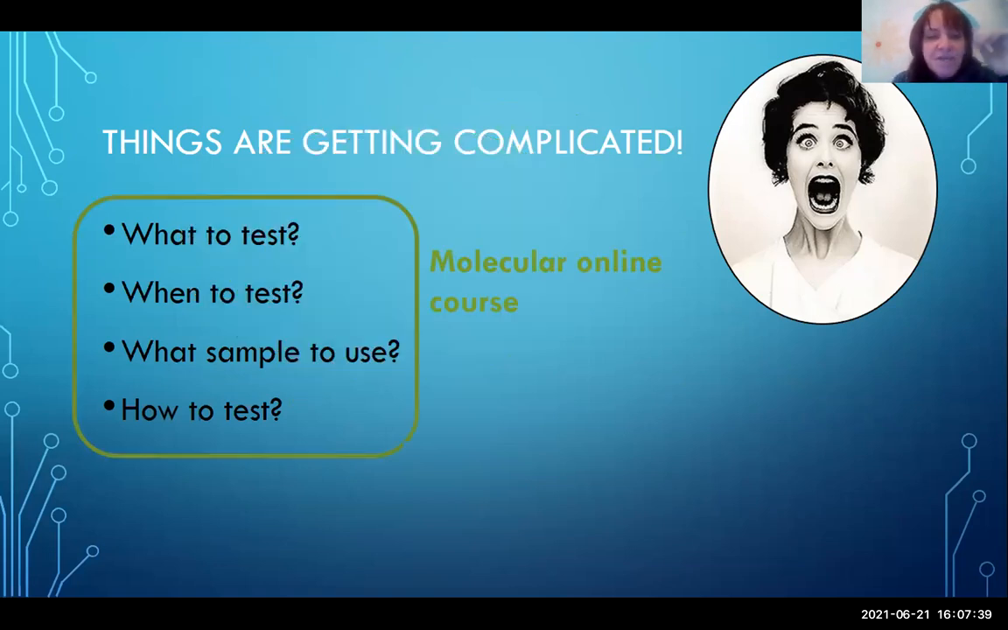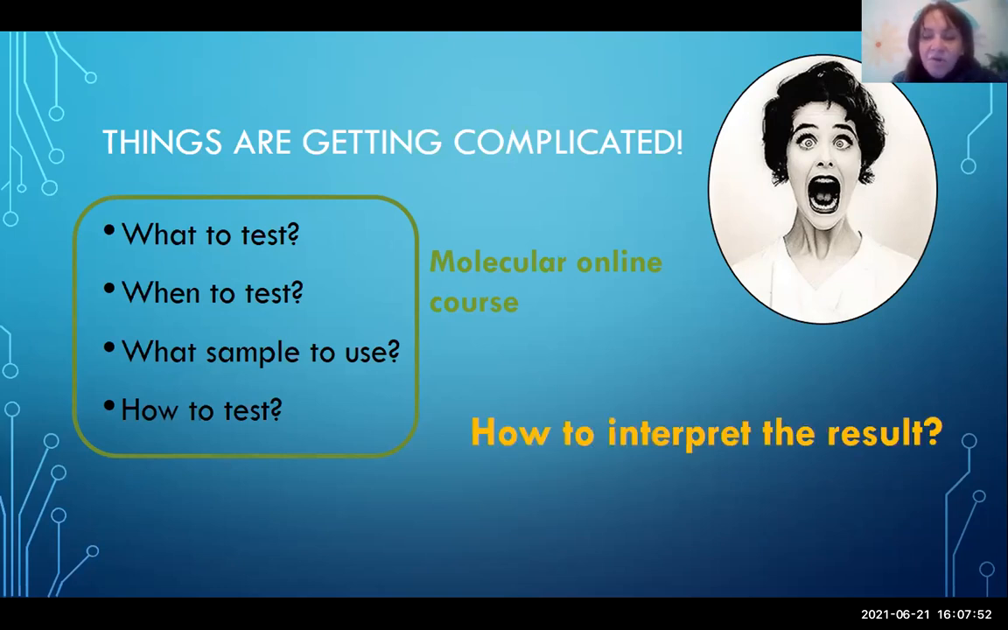So I actually put together this molecular hematology online course. I'm putting a bit of an advert here, which hopefully has been adding topics on what to test, when to test, and how to test. But then I realized that how to interpret the results, which seems kind of obvious, isn't. And I'll now explain why things are not as easy as they appear.